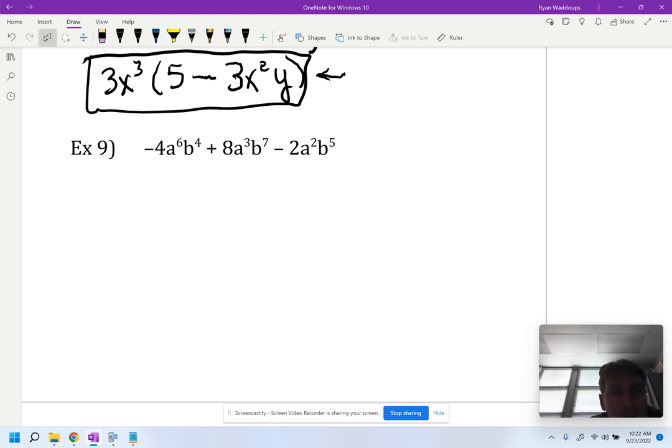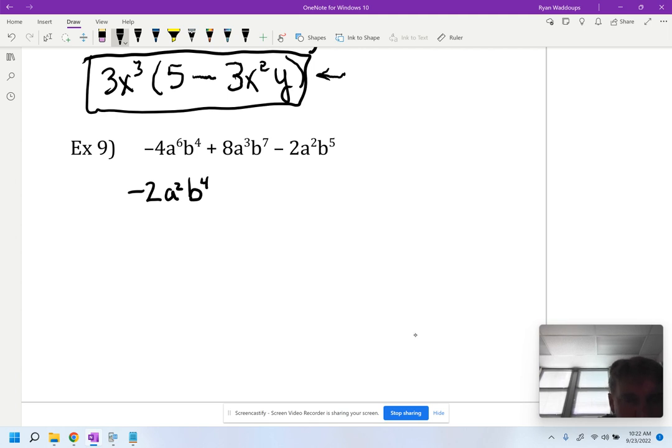All right, example 9. We've got negative 4a to the 6th b to the 4th, 8a cubed b to the 7th, minus 2a squared b to the 5th. And the smallest coefficient they have is 2, and both 4 and 8 are even, so they have a 2 in common. Our leading coefficient is negative 4, so I'm going to put negative 2. They all have a's, but they only all have at least 2 a's. So I'm going to put a squared. And do they all have b's? Yes, they do all have b's, and they all have at least 4 b's. So I'm going to put b to the 4th.